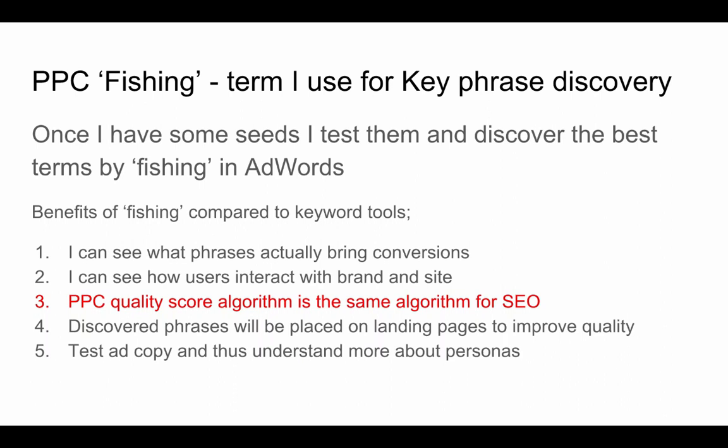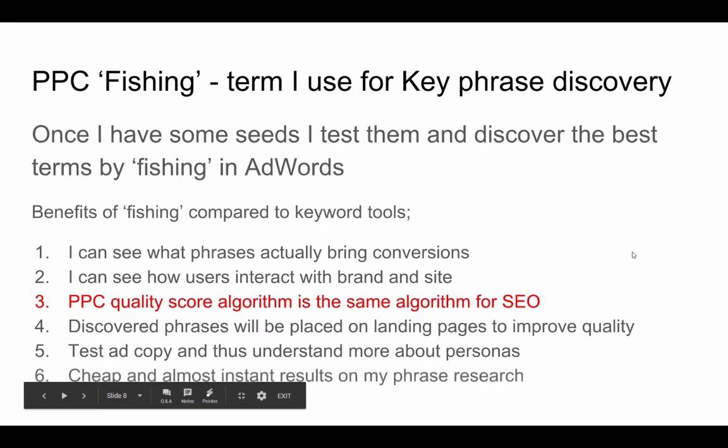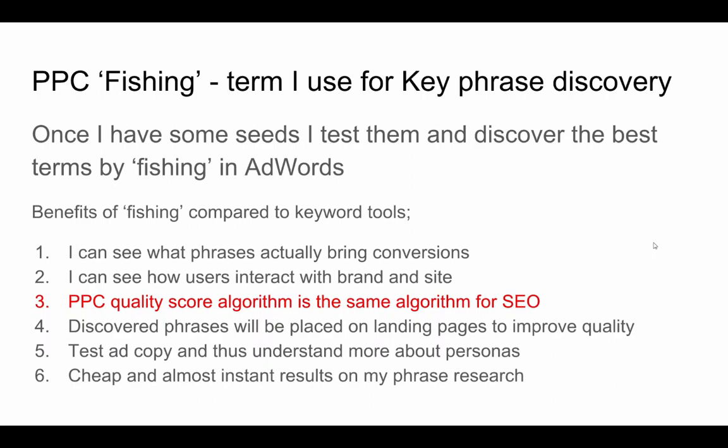I often find that information, because it's taken from a sort of generic pool of historical data, I don't really see how those terms can be accurate enough and can tell me what is going to convert on my site. So with AdWords, I absolutely get that. You're also going to get cheap and instant results.